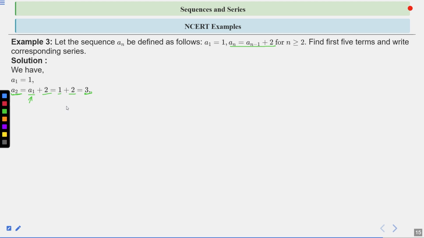Now for the third term, simply plug in 3 here. So a3 is a(3 minus 1), which is a2, plus 2. You can easily observe that what we are doing is, in order to find the nth position term, we have to add 2 to the just previous term. So a2 plus 2. a2 is 3. Adding 2, we get 5. So the third term of your sequence is going to be 5.